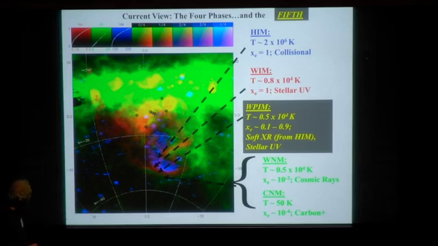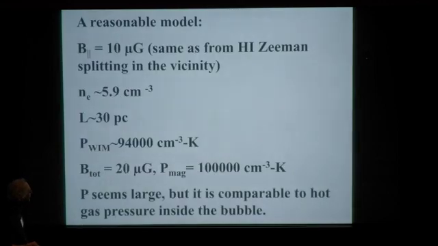And I don't have too many measurements of that, but when I do the modeling of that shell, I just wanted to point out, I find typically the line of sight component of magnetic field is about 10 microgauss. That's from Zeeman splitting. And then you look at the emission measures and stuff like that, you find typical electron densities of 6, thermal pressures of the WIM of roughly 10 to the 5th per cubic centimeter Kelvin. That seems like a lot, but remember it's an expanding shell. That's comparable to the dynamic pressure.